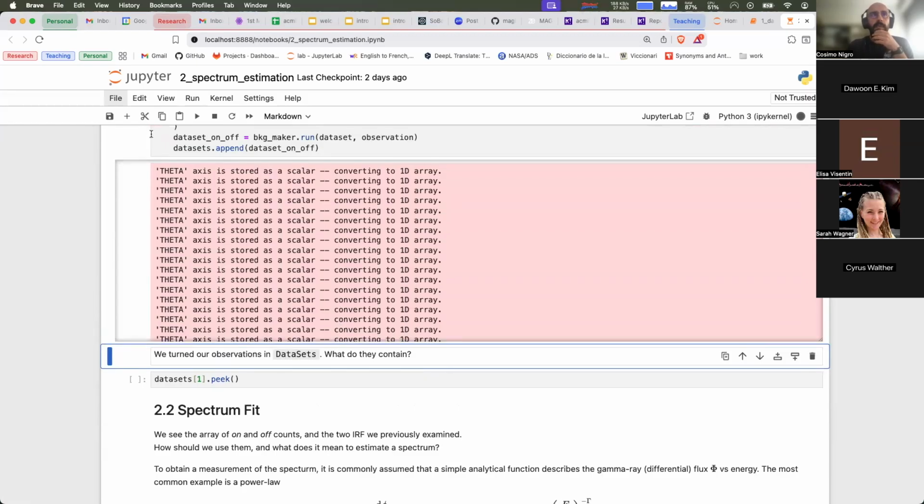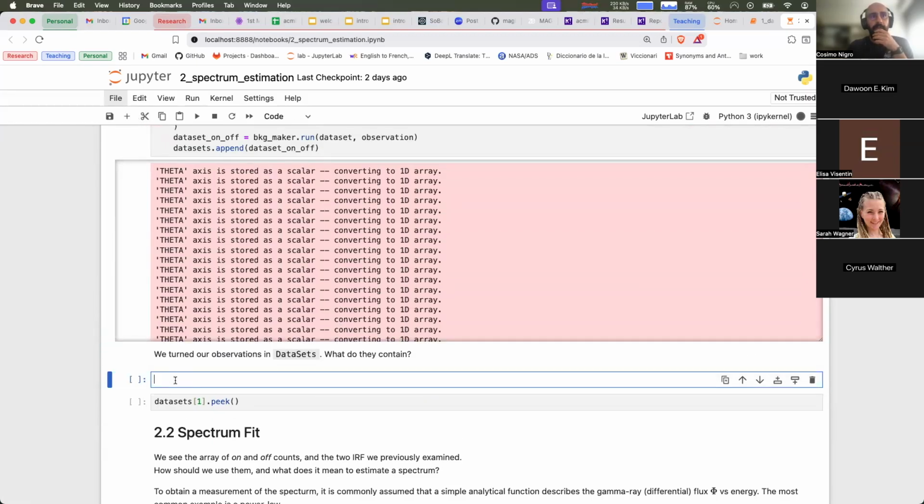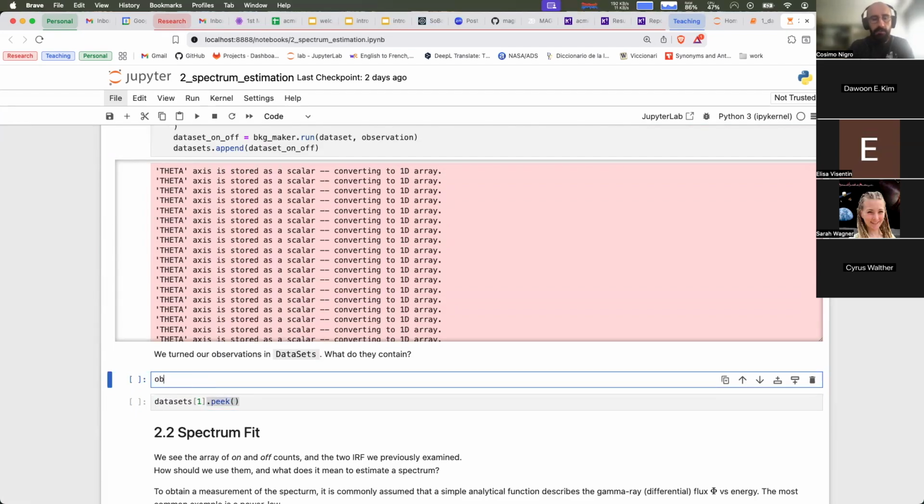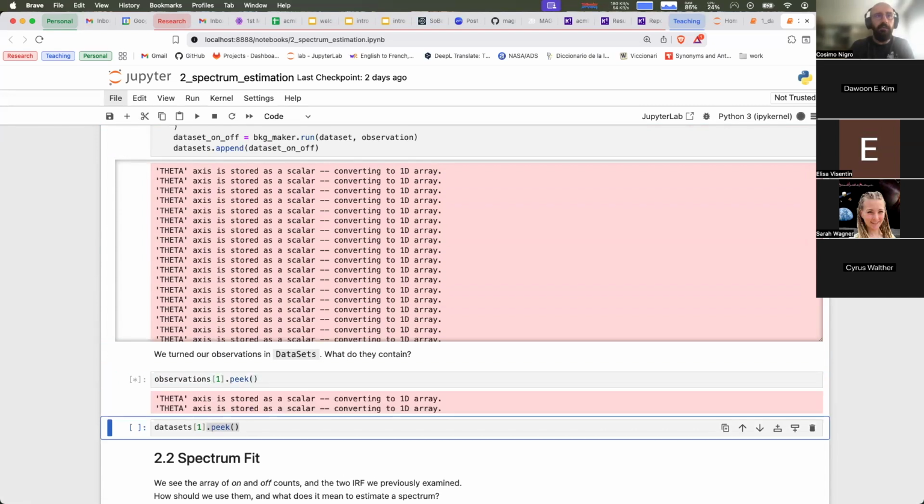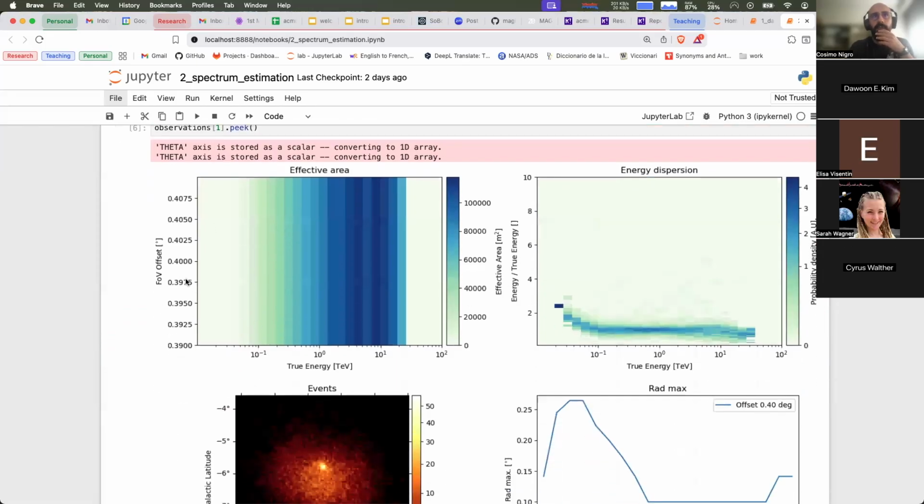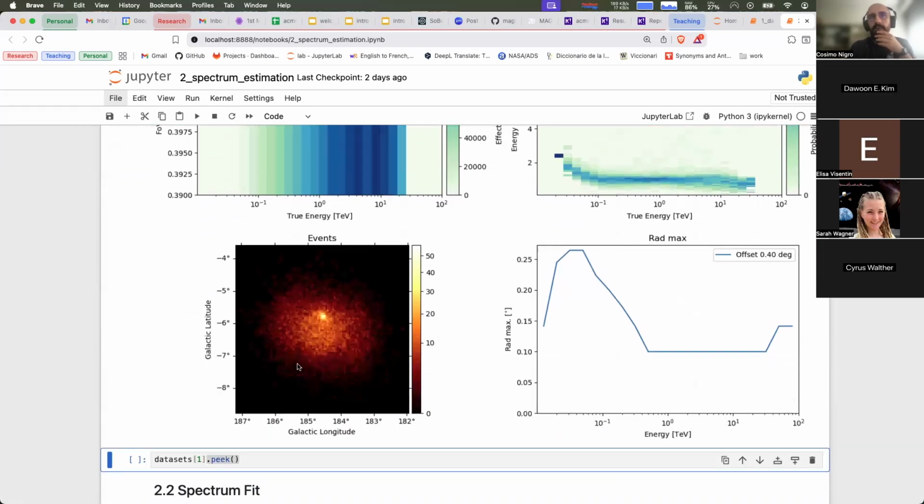Okay, let's see what the data reduction performed. Most of the objects in Gammapy have this peek function, which is very useful. So let's compare the first observation and the first data set, and let's see how the information has been reduced. Here we had the effective area as a function of the offset, the migration matrix in principle also as a function of the offset, all the events, which for convenience are represented in a map like we did in the previous notebook, and here the RAD_MAX table.